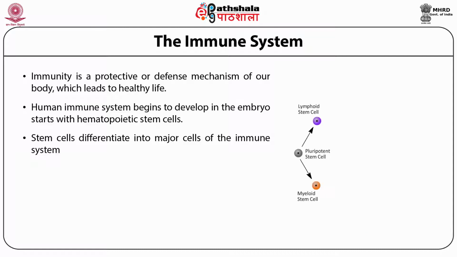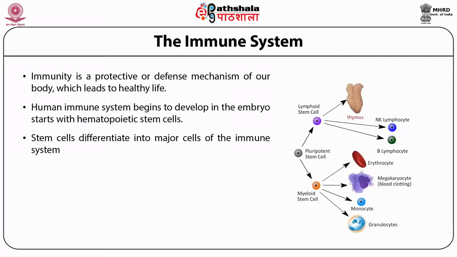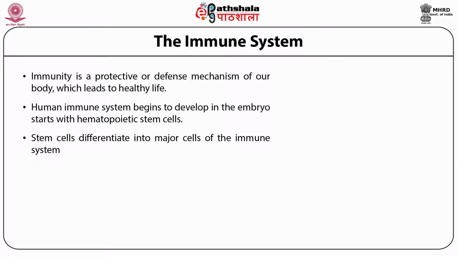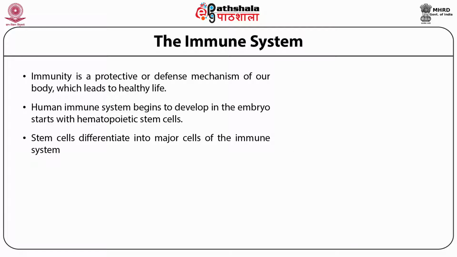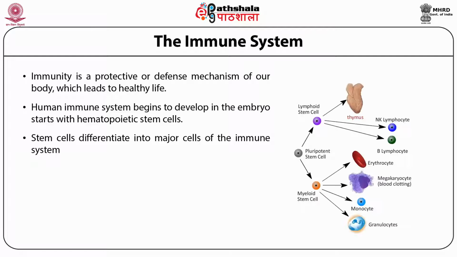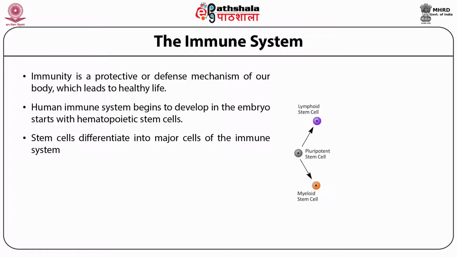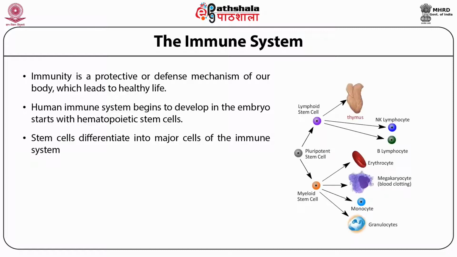and it gives rise to two series of cells. One is called the myeloid series and the second is called the lymphoid series. The conversion of the hematopoietic stem cells into these two series requires various growth factors, which we otherwise simply call cytokines. These are the ones responsible for conversion of these hematopoietic stem cells into the myeloid series and lymphoid series.